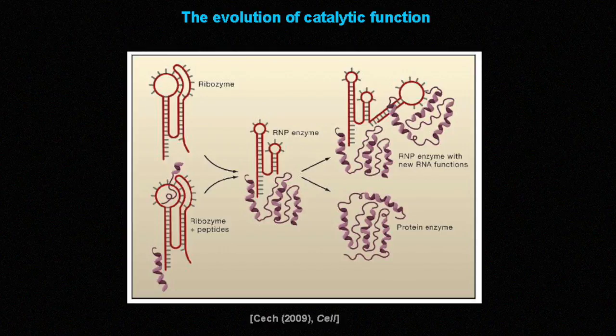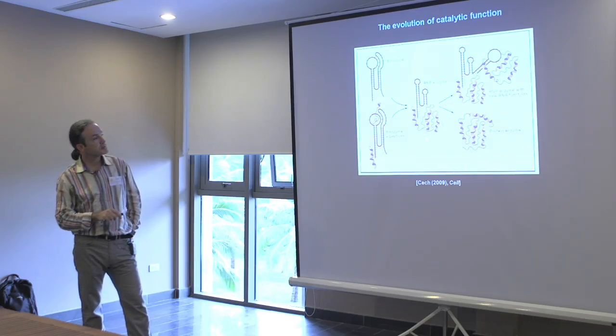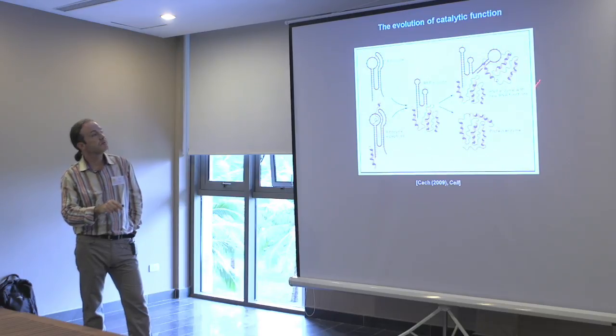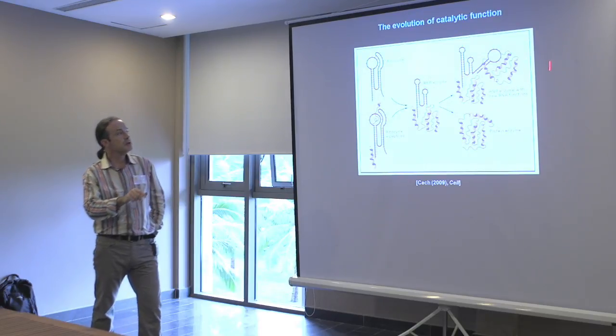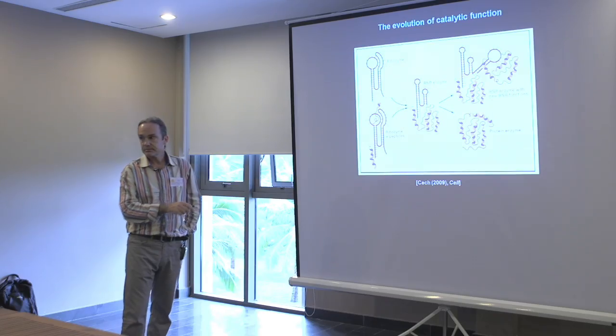So perhaps at the beginning there were ribozymes, or ribozymes interacting with peptides, why not? These peptides being formed abiotically in the absence of ribosomes for the time being. This would have produced ribonucleoprotein enzymes that could have evolved to new functions performed by these ribonucleoprotein aggregates or to protein enzymes. And in our current biosphere, almost all the catalytic activities are performed by protein enzymes. Okay?